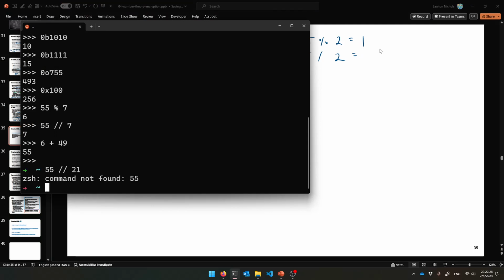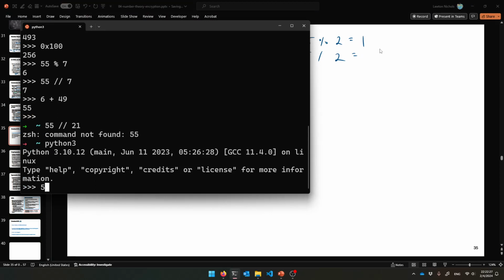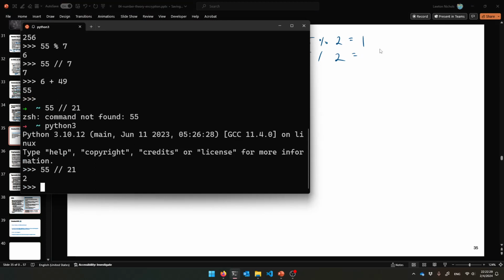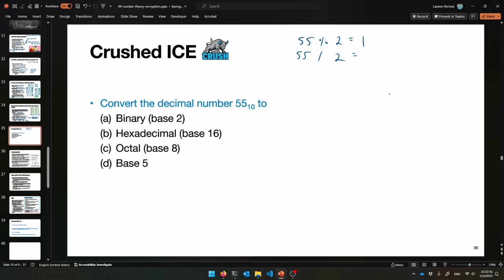Oops, sorry, I'm not in Python anymore. 55 integer divided by 2 is 27. All right, let's convert 27 to binary now. What's its rightmost bit? 27 mod 2 is again 1 because it's odd. Let's shift away that 1 in binary land by integer dividing by 2. And so 13. I think the answer is 13, because 2 goes into 27 thirteen times with 1 left over.